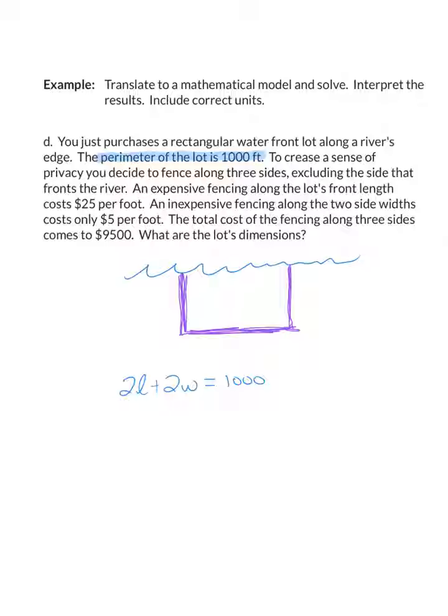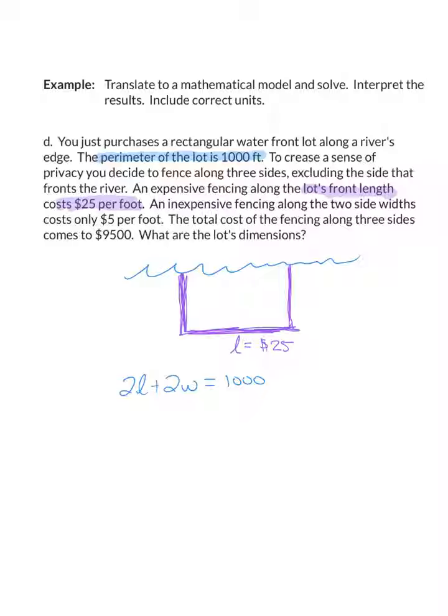Okay, so for the next statement, it says to create a sense of privacy, you decide to fence along 3 sides, excluding the side that fronts the river. It says that we are going to use expensive fencing along the long side, the front length. That costs $25 per foot.